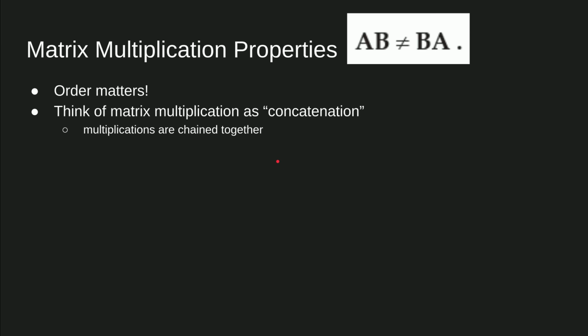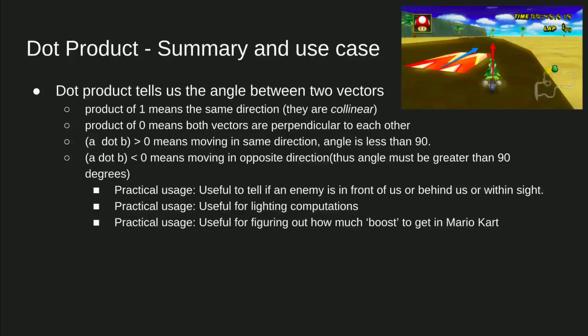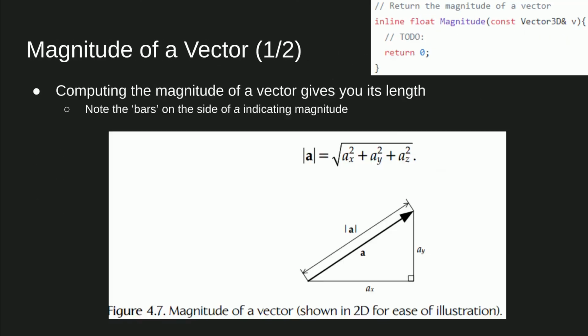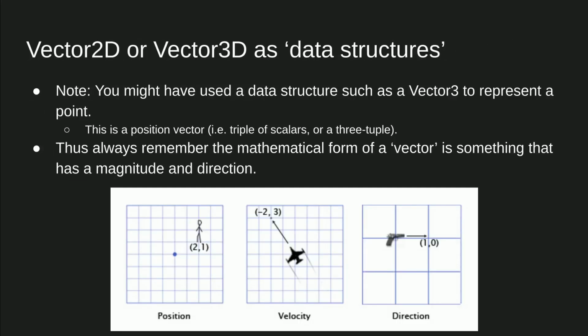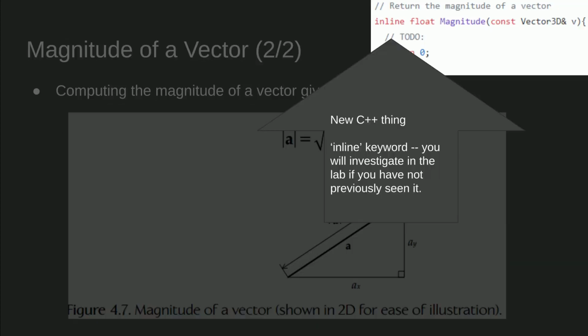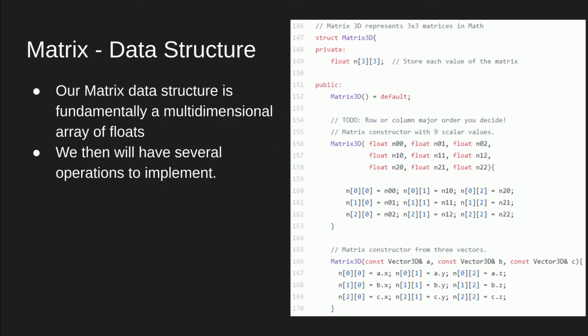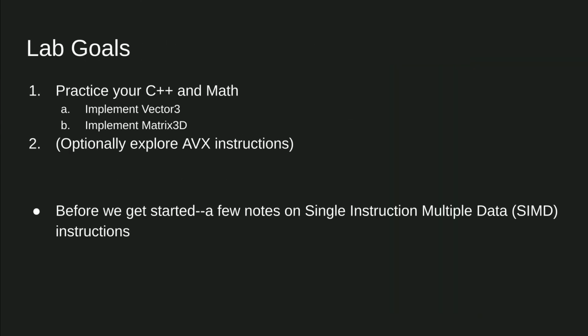So that's your crash course in math review for some. I realize we've got a wide range of folks in this class, but these are the main math components that we'll need to get through. We're going to start by implementing these particular operations, and then you'll be able to add onto your math library as you use some of these operations. So for your lab, you're going to practice some C++ in your math. You're going to implement the vector3 and the matrix 3D library.